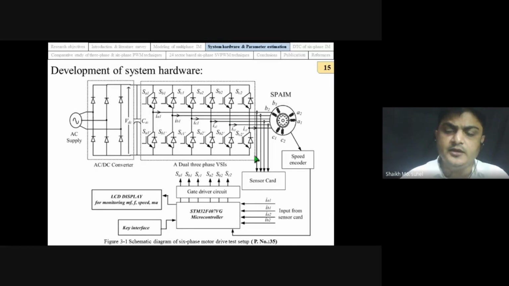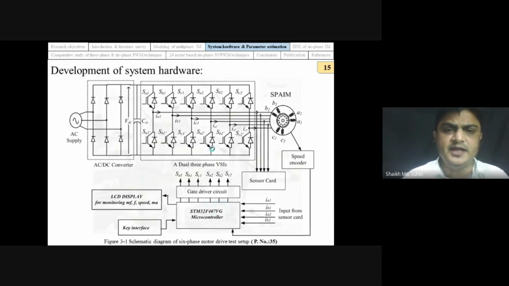We also require to sense the current and the speed, and that's why we have a current sensor and a speed encoder. The current input from the current sensor card and the speed input are given to our microcontroller. The speed reference that we require is input from this key interface. This controller will generate the gate pulses, which we require to isolate and amplify. So gate driver circuits are used to amplify and isolate, and those pulses are given to our six-phase inverter.